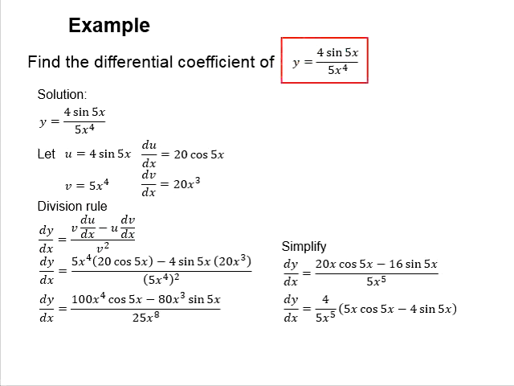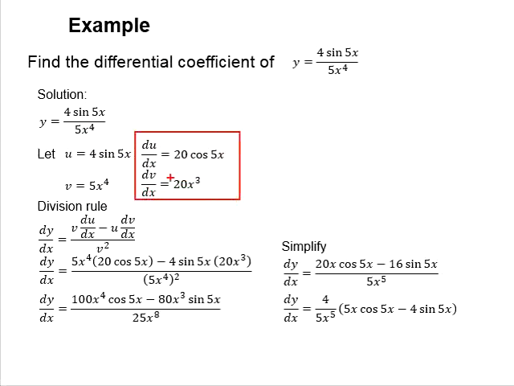The function here constitutes two functions of x which is in the form of division. The u will be 4 sine πx, while the v will be equal to πx to the power of 4. You need to differentiate this with respect to x.